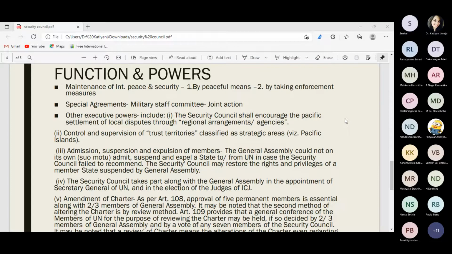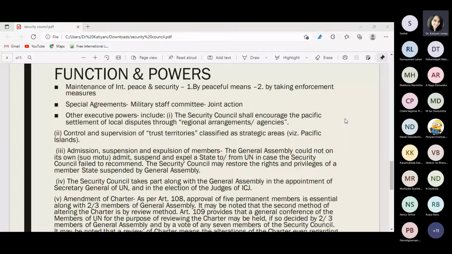Okay. So in the previous class, we were discussing the Security Council. We spoke about its veto powers and the permanent members, their importance and relevance, and how they function. And we discussed the critical appraisal of the veto power. In today's class, we are going to discuss the functions and powers of the Security Council.